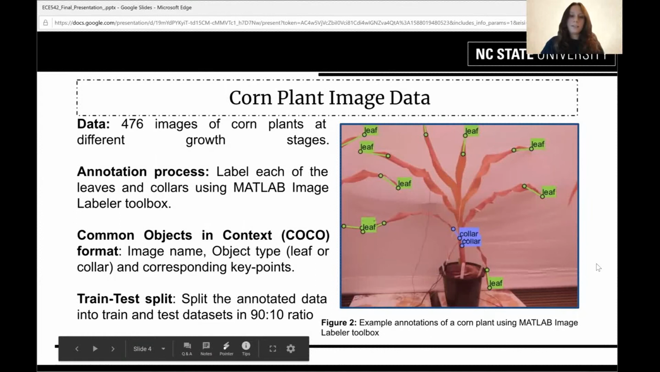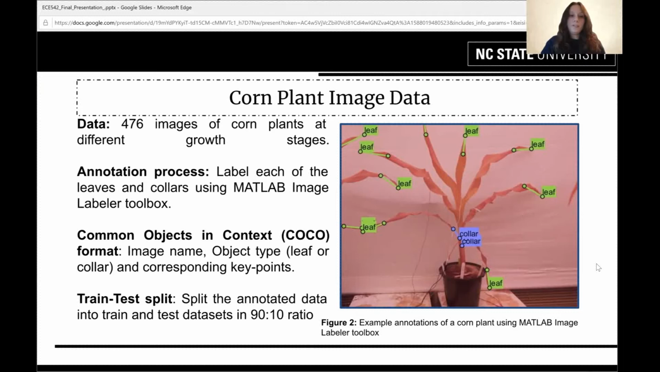When all of the labeling was finished, we had about 476 images of corn plants at different growth stages. We had to convert these labeled annotations into a common COCO format, which includes the image name, the object type, whether it was a leaf or a collar, and its corresponding key points. Then we split our data into 90% for training and 10% for testing.